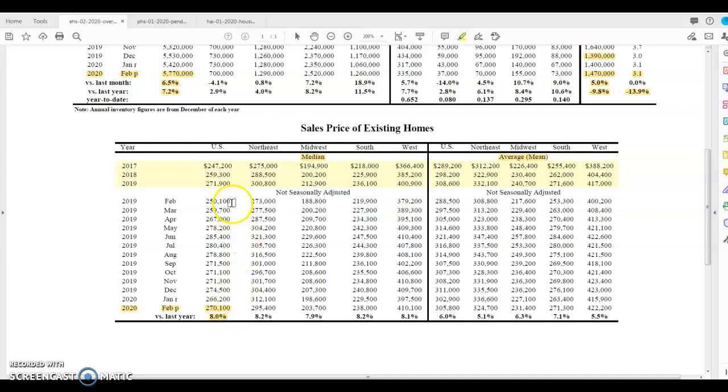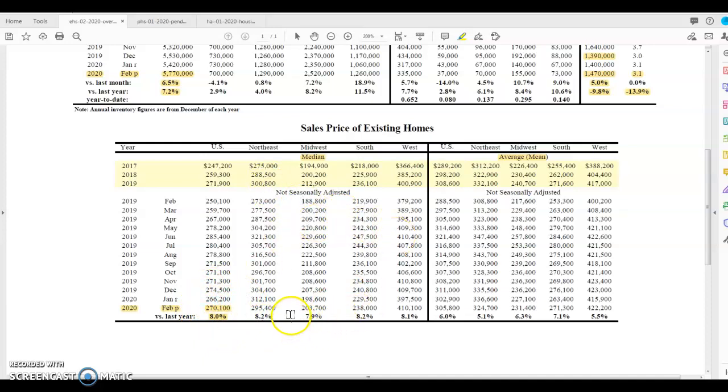And so if you were to go from February 2019 to February 2020, that change from 250,100 to 270,100 would be 8% higher. So that's not surprising. Remember, up here we saw a tight housing market, low inventory levels, monthly inventory levels. So that all fits with higher prices. And then it gives the regional data.